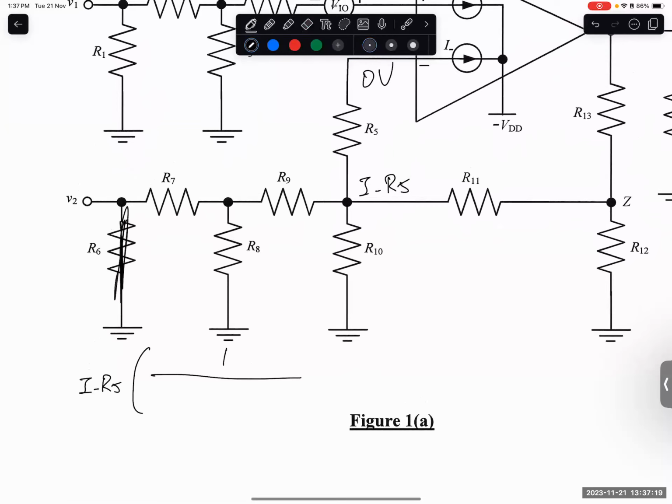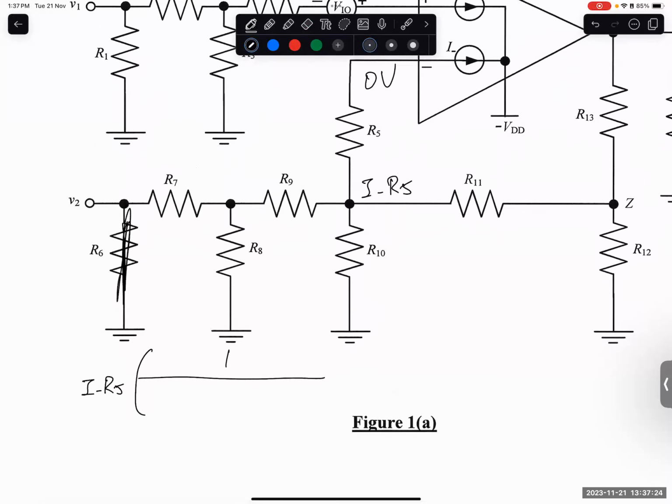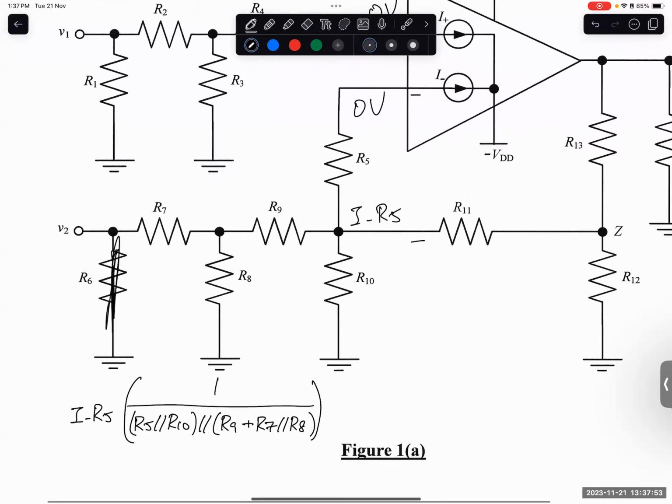Okay, then it's 1 over, this is to find the current, okay? Find the current. Right, we have R10 and R5 in parallel, like that, plus R9. Sorry, the whole thing parallel actually. This thing parallel R9, R9 plus R7 parallel R8. Like that. This is the current. So the current going this direction.